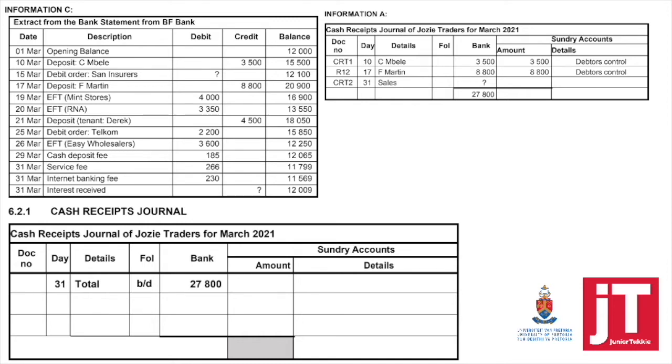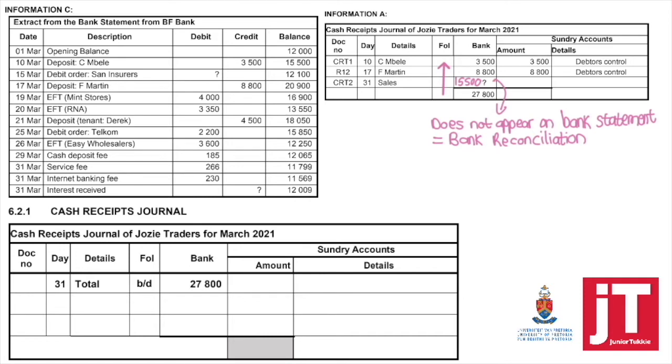So the first step here is in our cash receipts journal, we have a question mark. We need to solve that question mark. So to solve that, we need to work backwards. So 27,800 minus 3,500 minus 8,800. Now we're going to compare, does that amount reflect on the credit side on the bank statement? No, nowhere does it reflect. It means that this does not appear on the bank statement. We will need to take it to the bank reconciliation.